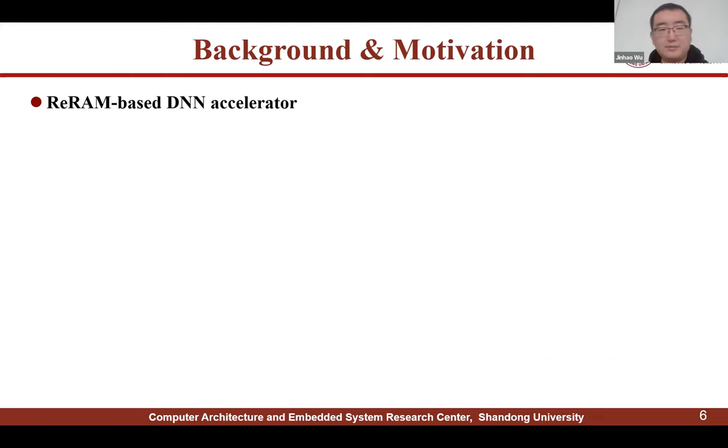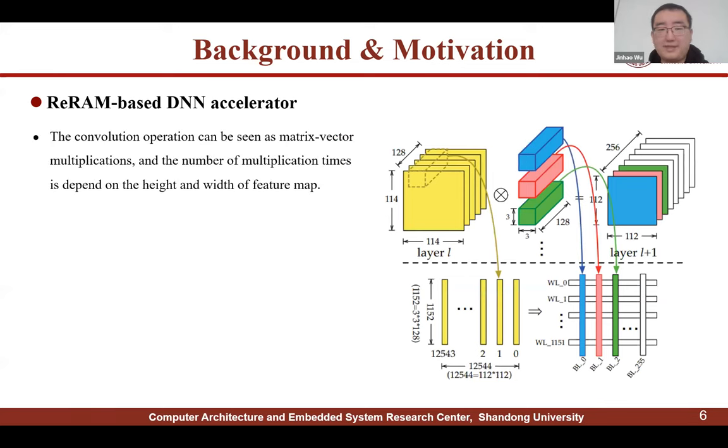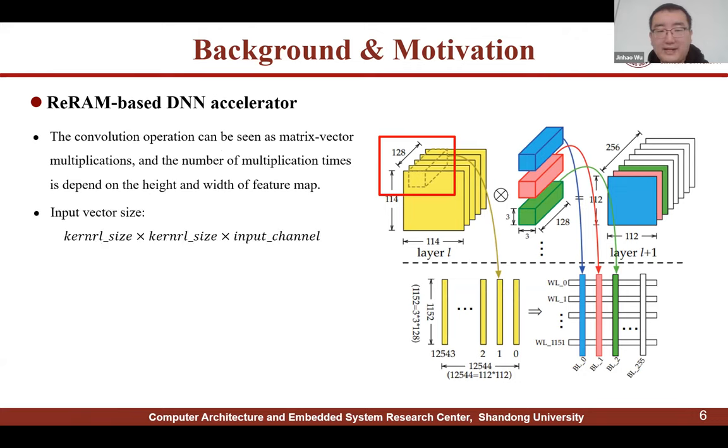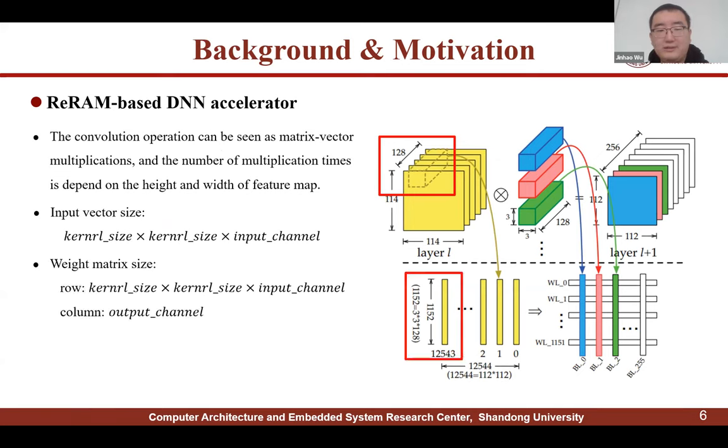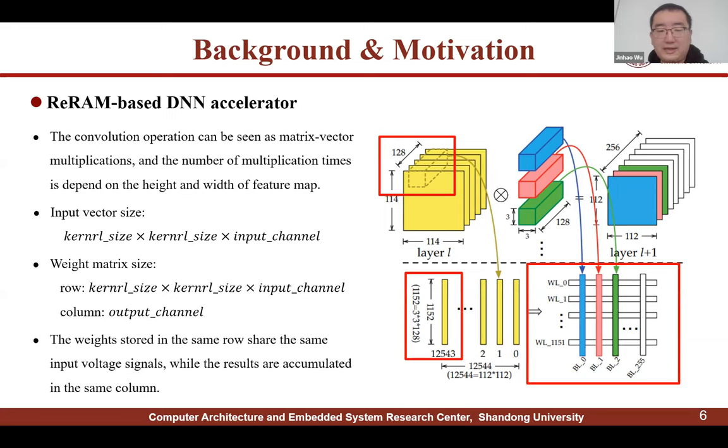So the convolution operation can be seen as matrix vector multiplications, and the number of multiplication times depends on the height and the width of the feature map. The input vector size is kernel size multiplied by input channel. The weight matrix size for the row is kernel size multiplied by input channel, which is the same as the input vector size, while for the column it is output channel. It should be noted that the weights stored in the same row share the same input voltage signals while the results are accumulated in the same column.